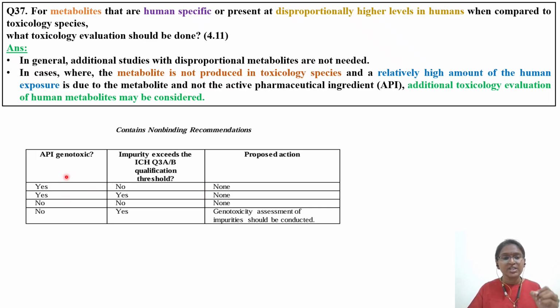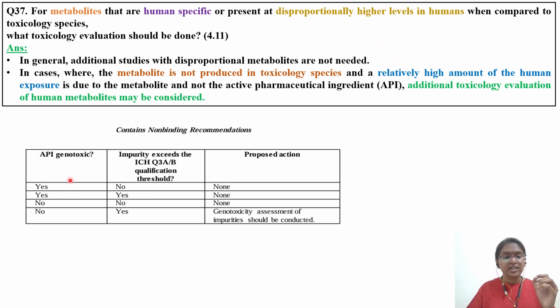The third scenario is that the API is not genotoxic. It is non-genotoxic; it is not causing any DNA damage, and your impurity which is found in this API is also not causing any DNA damage. Both the API and the impurity are not causing DNA damage. Then in that case, you need not take any additional action, and it is not crossing concentrations more than the Q3A or Q3B limit.